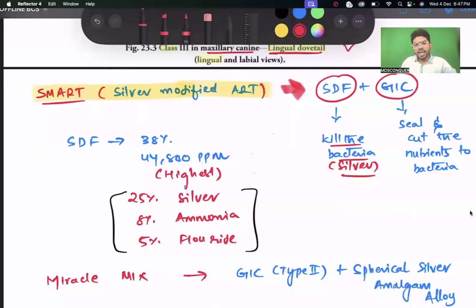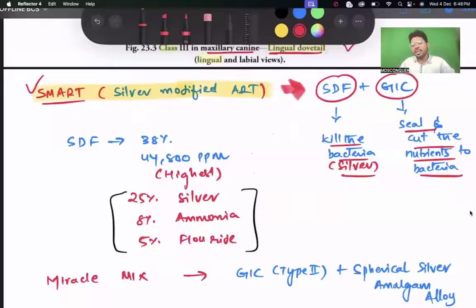And the purpose of GIC used in SMART is that GIC is going to seal that area and form a chemical bond, by which it cuts the nutrition supply to the bacteria. So that is called SMART. SMART is silver modified ART. It uses a combination of SDF and GIC. The purpose of using SDF is to kill the bacteria, and the purpose of using GIC is to block the nutrition to the bacteria. I hope this is very clear. Anyway, we will handle SDF in as much depth as possible, but here I want you to make a note of a few important points.